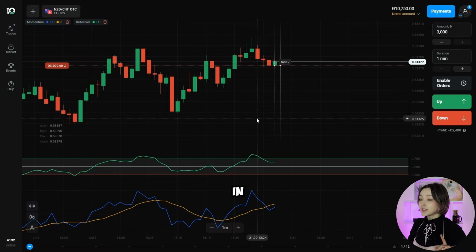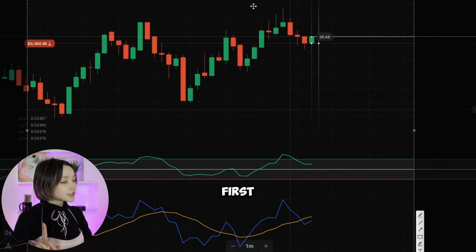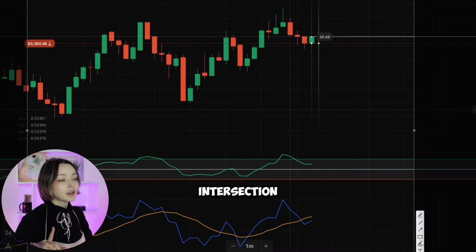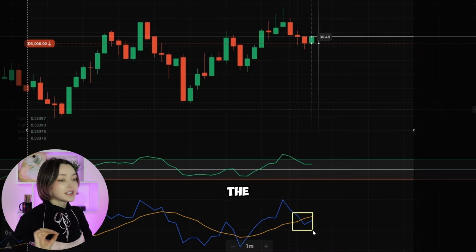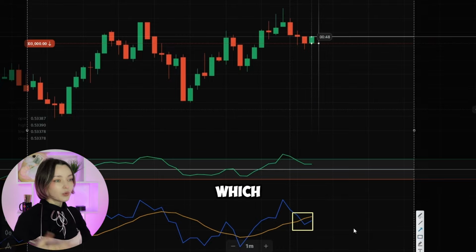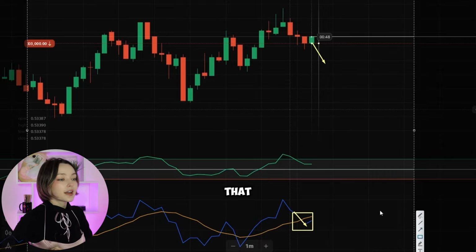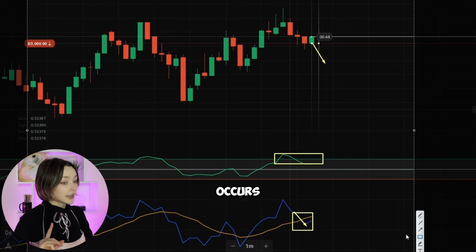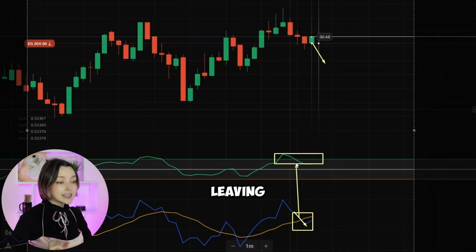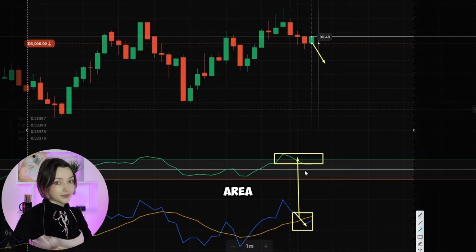What I can note in this situation is that, first of all, we've got an intersection on the momentum indicator. Here, the blue line crosses the yellow one from top to bottom, which is a downward signal, right? If we look at the DeMarker indicator, we can see that there's an intersection that occurred at the moment when the price was leaving the overbought area.